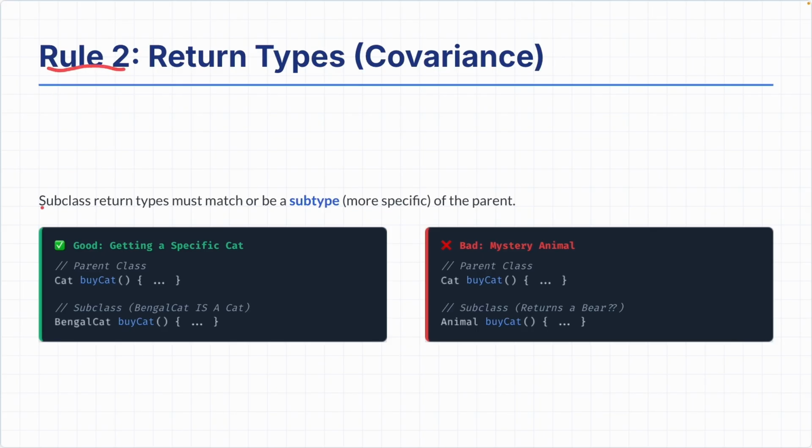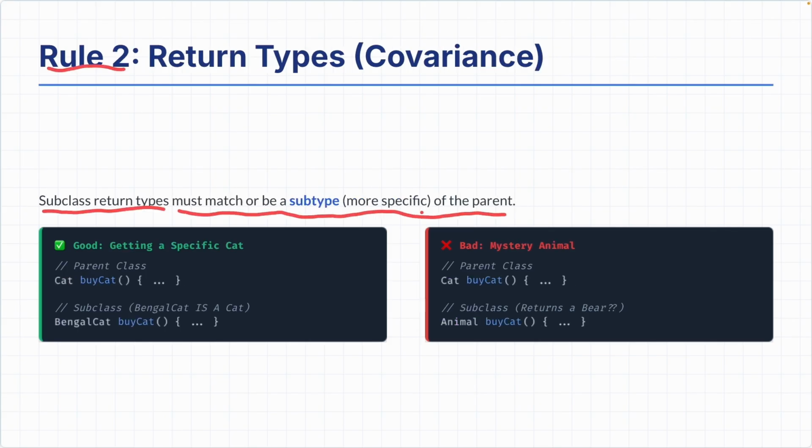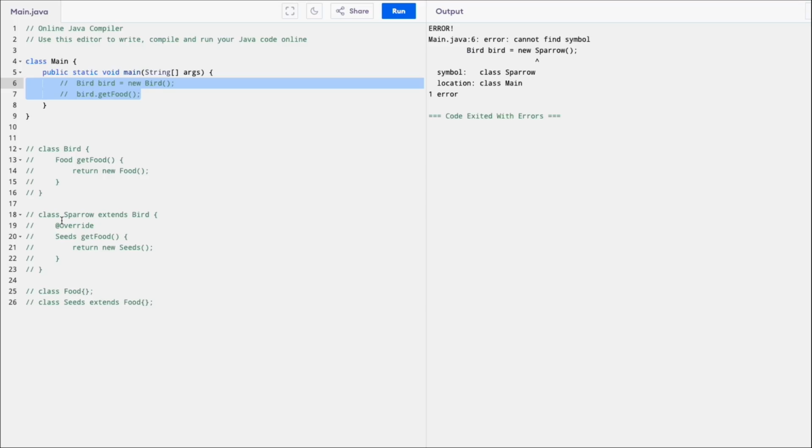Rule 2 talks about return types. This rule says that the return type of a method in a subclass must match or be a subtype of the return type defined in the parent class. Now this is completely opposite to what we learned in rule 1. In rule 1, for parameters, we said the subclass should accept more generic or more abstract types. But for return types, the subclass must return a more specific type. Let's understand this with an example.